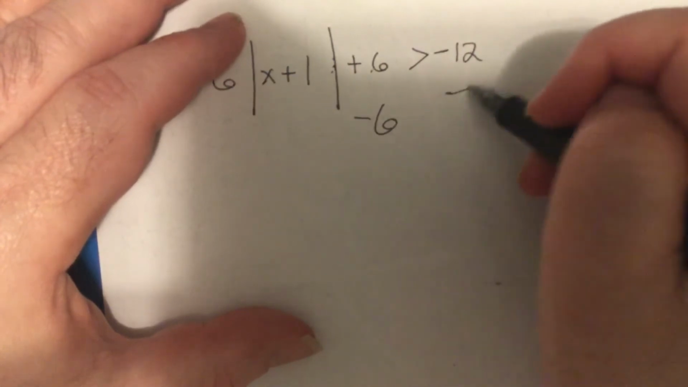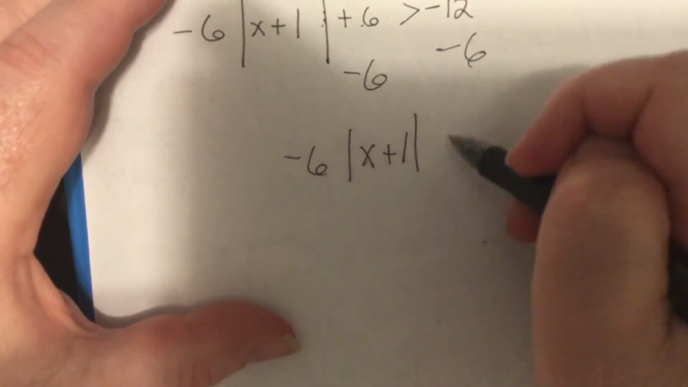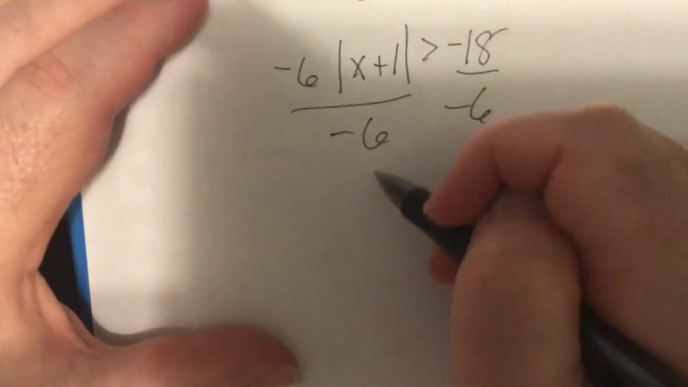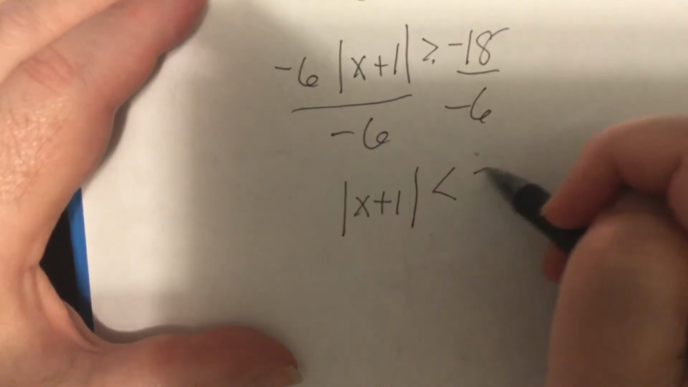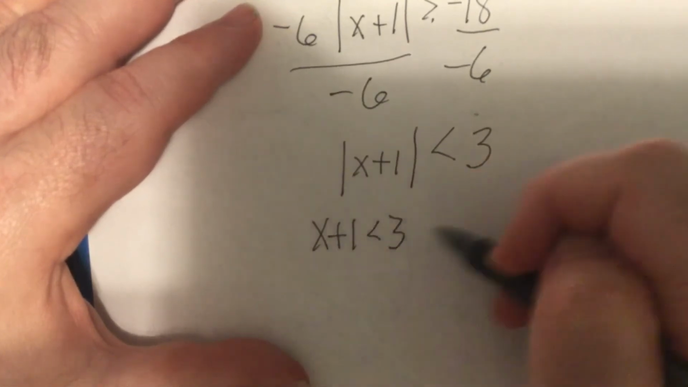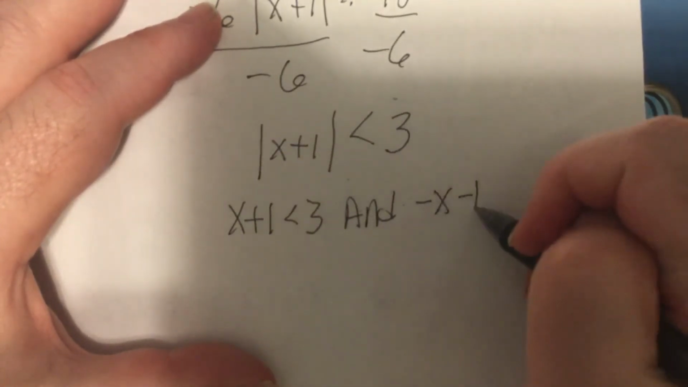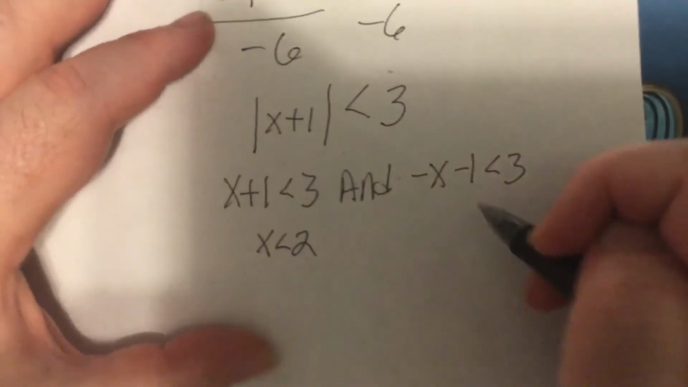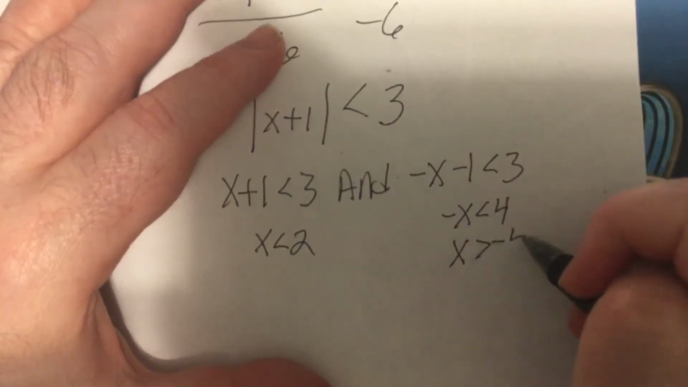So I'm going to subtract 6. So negative 6, absolute value of x plus 1 is greater than negative 18. Then I'm going to divide both sides by negative 6. Now notice what happens. This goes from being what you think is an or, but it's really an and. So we have x plus 1 is less than 3, and the opposite. So I subtract 1. Here I add 1. Take the opposite.